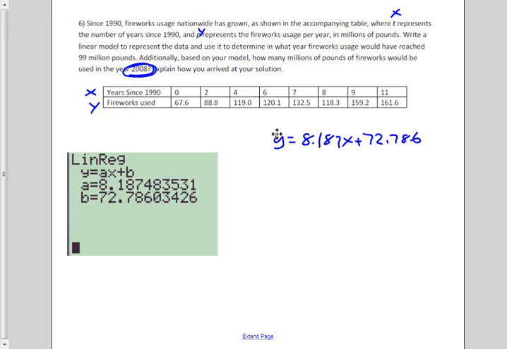Now, remember I said T was X and P was Y. So what they want you to do is write P equals, and T.